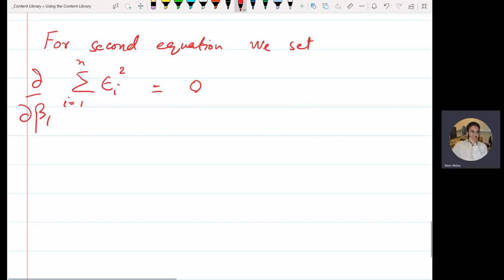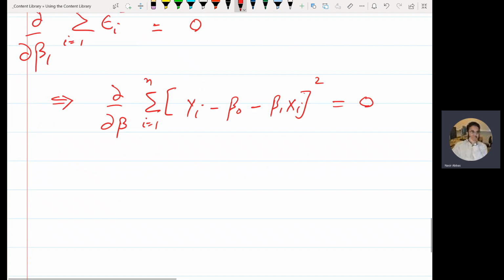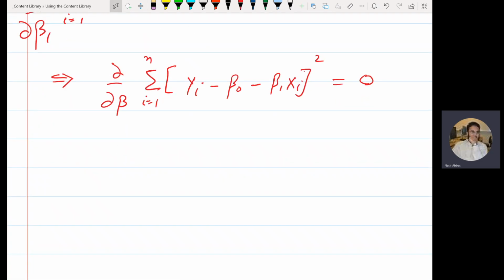When I do that, this will be a little complicated. I will have the summation of (yi minus beta naught minus beta 1 xi) whole square equals 0. Again, without explanation, I'm going to take the derivative inside the summation.